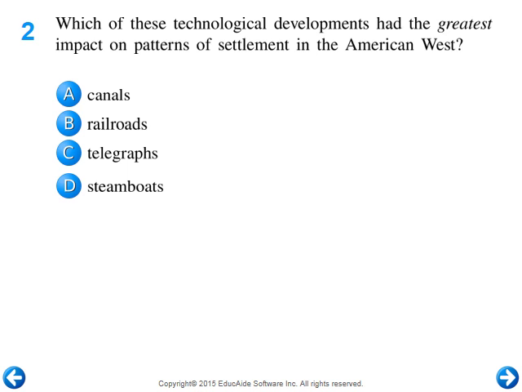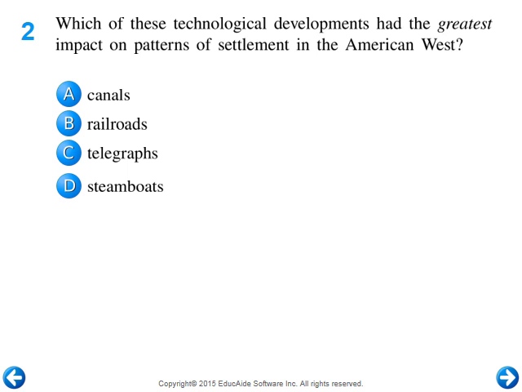All right, number two now. Which of these technological developments had the greatest impact on the patterns of settlement in the West? In other words, why did people move where they moved? This one, we'll look at A, canals, B, railroads, C, telegraphs, D, steamboats.